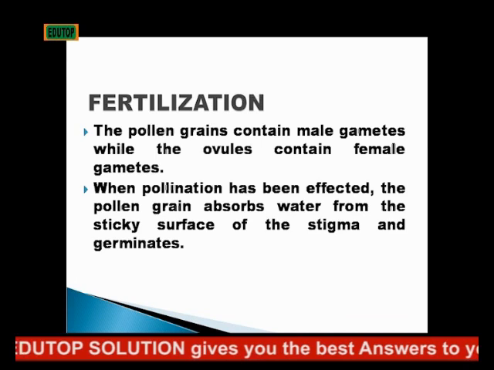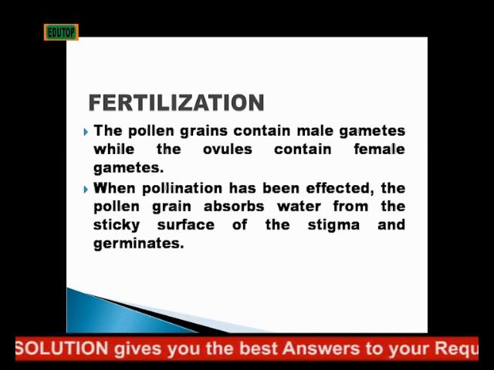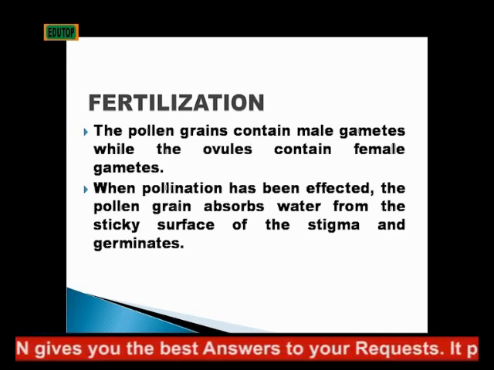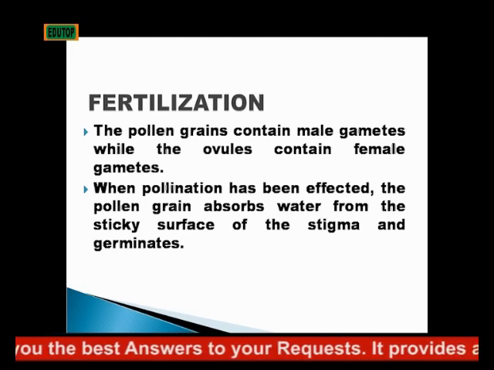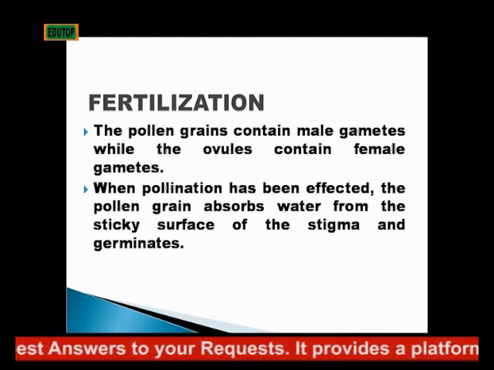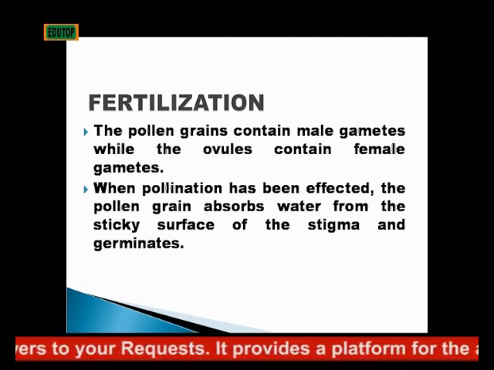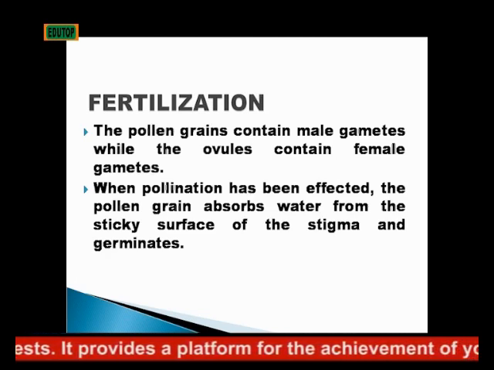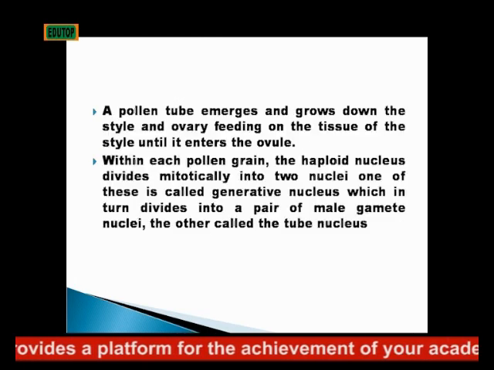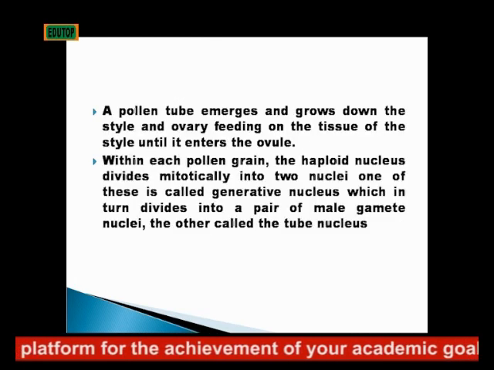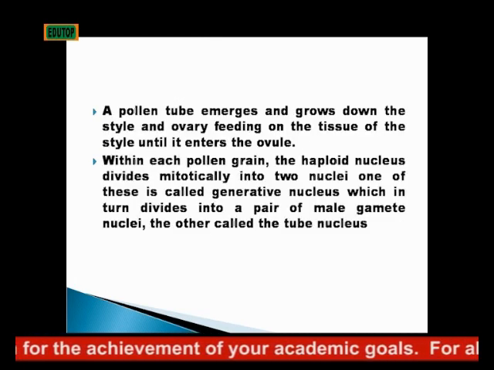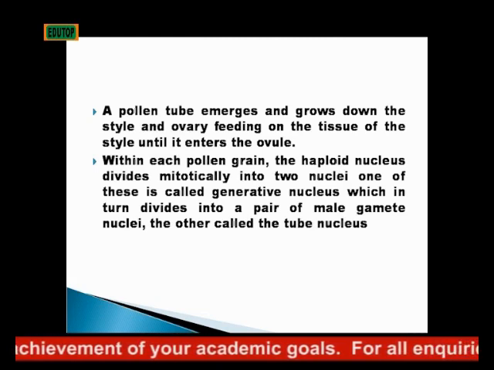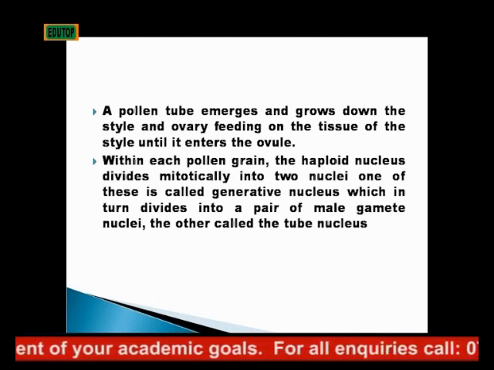When pollination has been effected, that is, the pollen grain has been transferred from the anther to the stigma, the pollen grain absorbs water from the sticky surface of the stigma and germinates. A pollen tube then emerges and grows down the style and ovary, feeding on the tissue of the style until it enters the ovule.